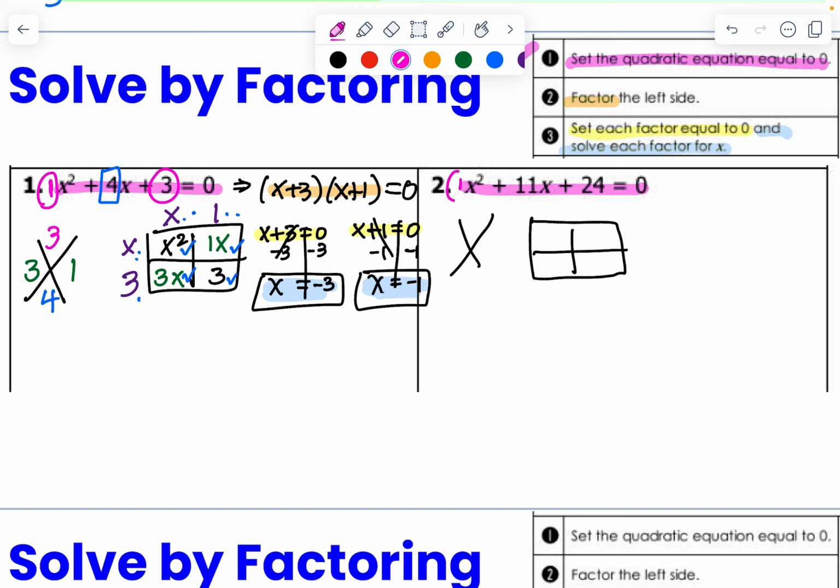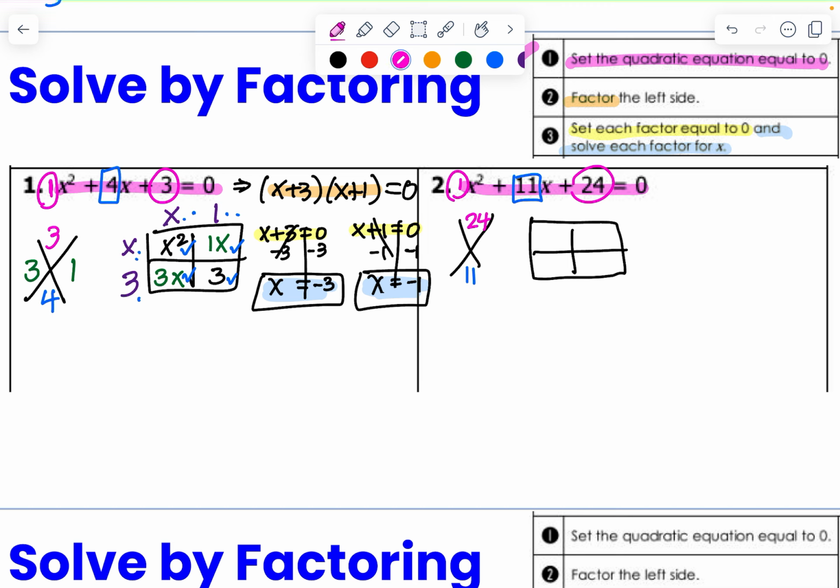I have 1x squared and 24. 1 times 24 is 24. I'm always multiplying the first and the last number to get that top part of the x. 11 goes in the bottom. So I'm thinking of 2 numbers that multiply to 24, but add to 11. Multiply to 24, but add up to 11.